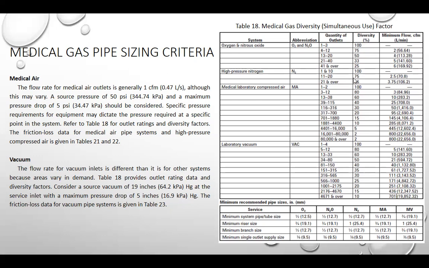High pressure nitrogen. And dito naman, mga factor niya. So, check nyo lang to. So, ayan. Laboratory vacuum, ganun din. Ganun din siyang diversity.